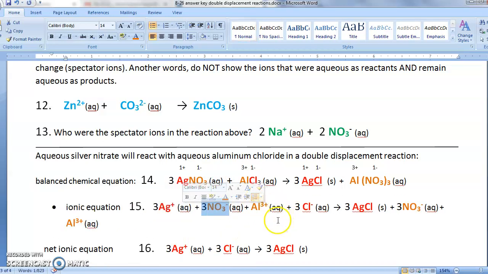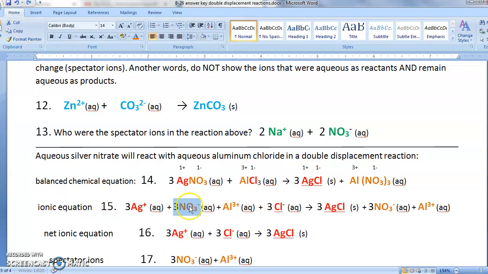We also have to pull apart this as well. How do we pull apart the AlCl3? Well, the Al3 pluses will be floating around, and the 3 Cl minuses will be floating around. That's the reactant side written in ionic form.